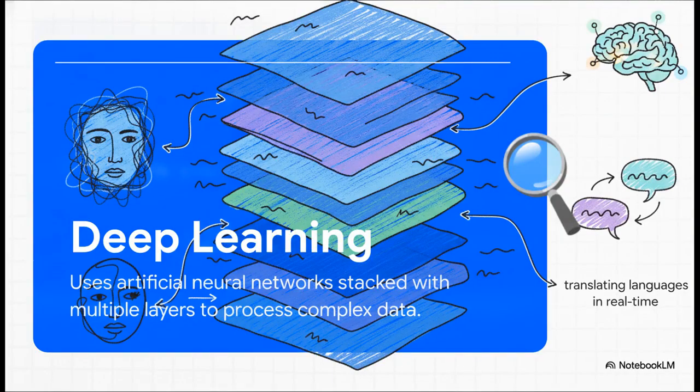Which brings us to Section 5, Deep Learning Neural Networks, Multi-Layered AI. Now, deep learning is absolutely the engine behind those massive AI breakthroughs we keep seeing in the news today. The defining characteristic here is the architecture. Deep learning uses artificial neural networks stacked with multiple layers. These hidden layers allow the algorithm to process incredibly complex representations of data. We're talking about things like recognizing a specific face in a massive crowd, or translating spoken languages in real time.